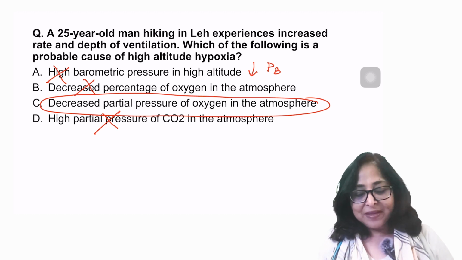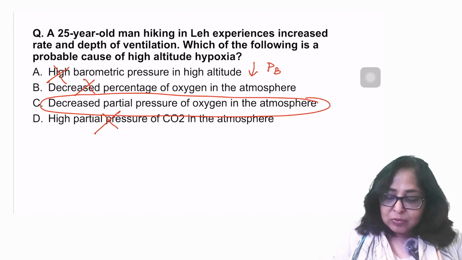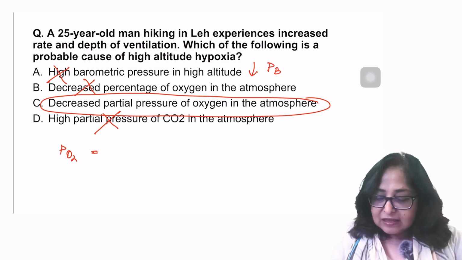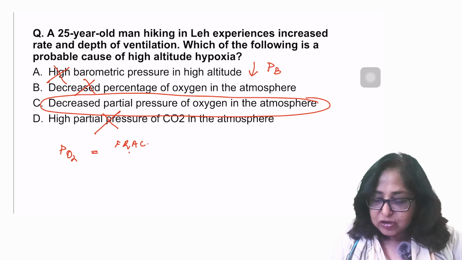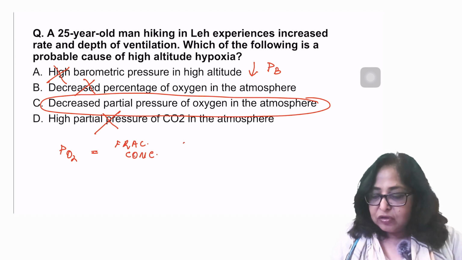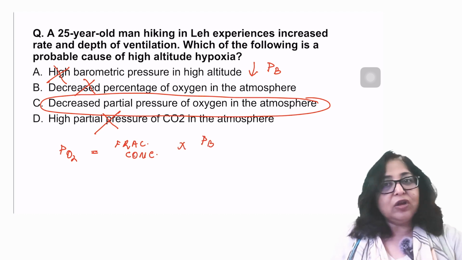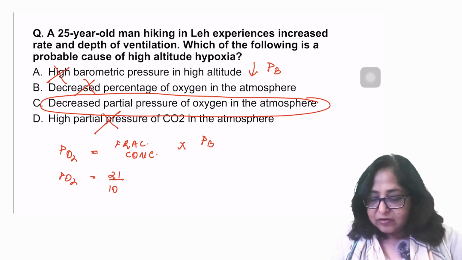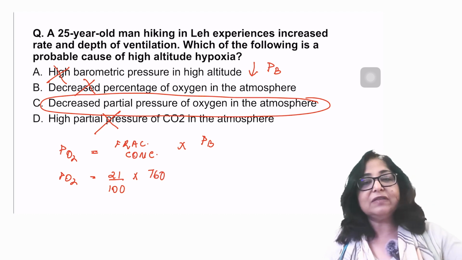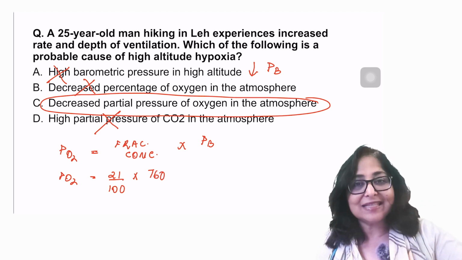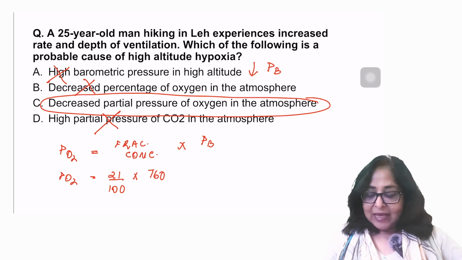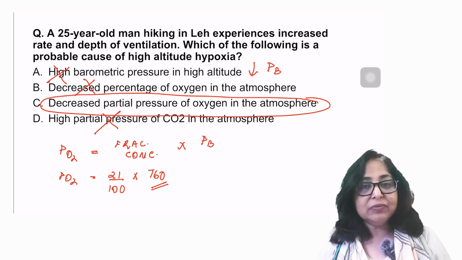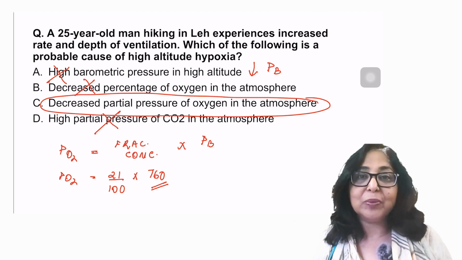Definitely not. Please remember, how do we calculate the partial pressure of oxygen in the atmosphere? This is the fractional concentration of oxygen times the barometric pressure. So if you are at sea level, the partial pressure of oxygen will be 21 upon 100 into 760. The atmospheric pressure at sea level is 760 millimeters of mercury. If you go to high altitude, this atmospheric pressure will reduce, therefore the partial pressure of oxygen will decrease.